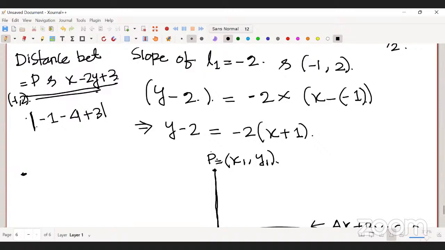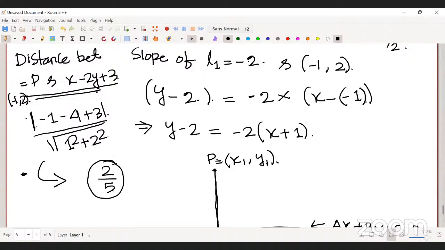Divided by 1 square plus 2 square, right? So this distance is nothing but minus 5 plus 3, which is 2 by 5, right? No, sir, under root 5. Root 5, sir. Okay, sorry, yes, square root. Correct.